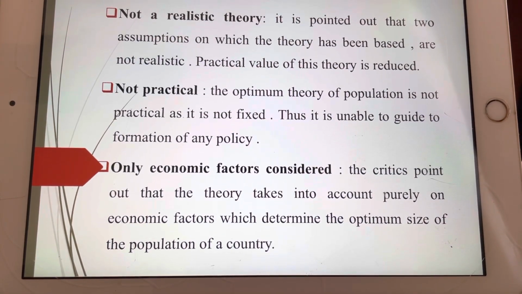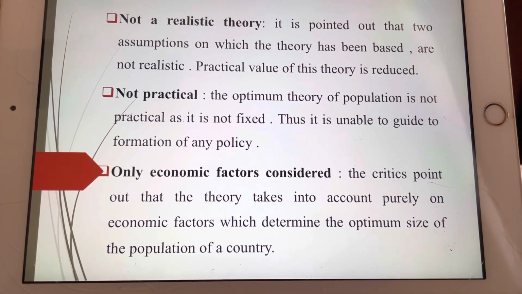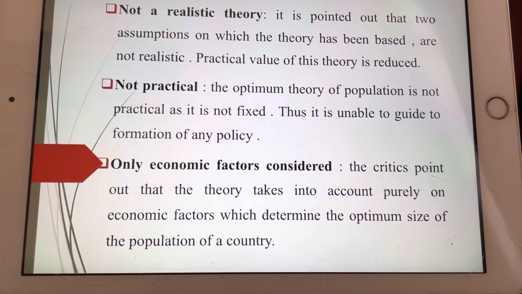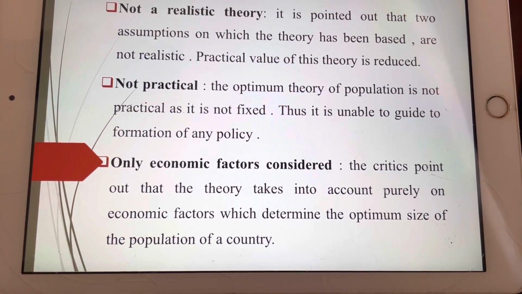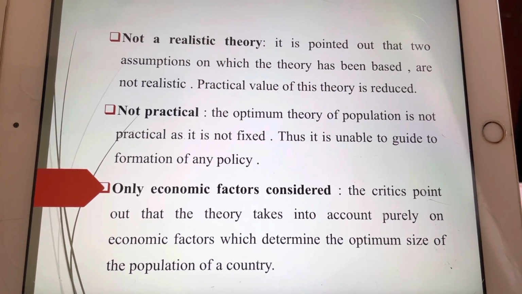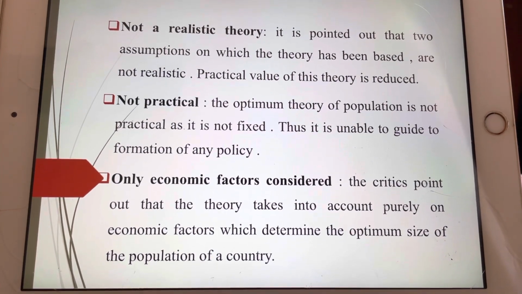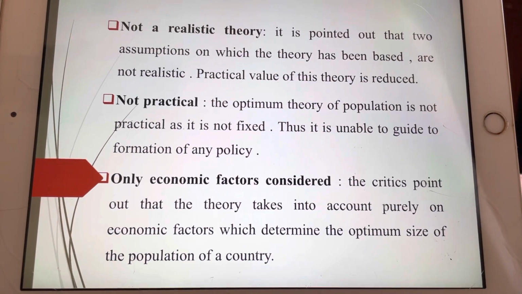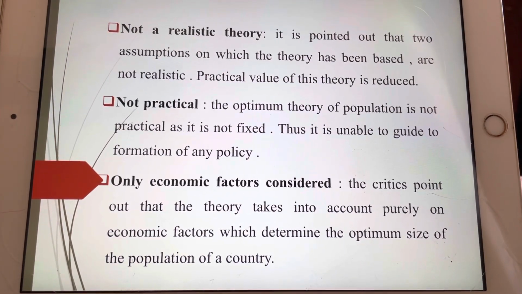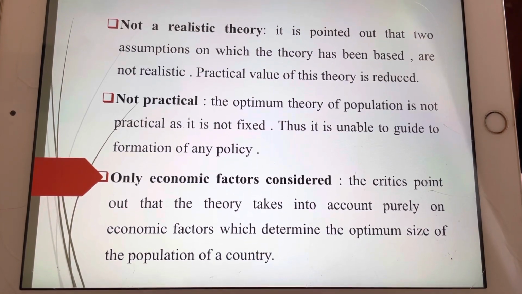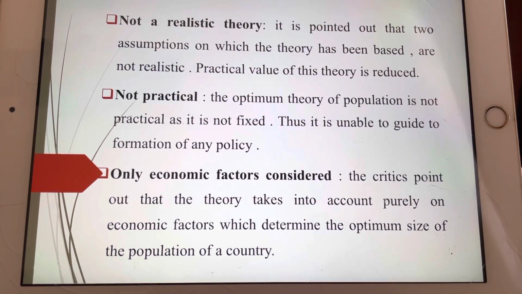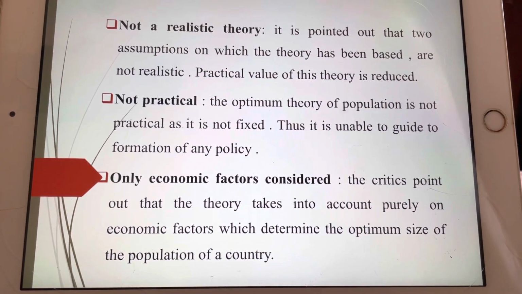The practical value of the theory is reduced because technological change, the change of stock of capital, and the change of per capita income also have an impact on the size of population. So the theory which we have explained in the diagram is not a theory that is based on reality. The next criticism is that it is not practical.